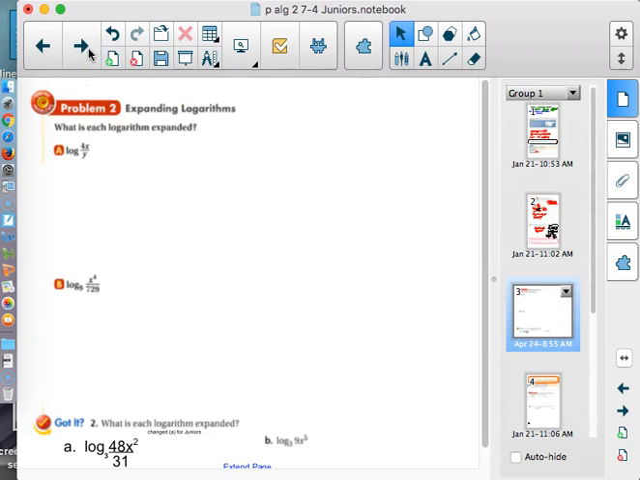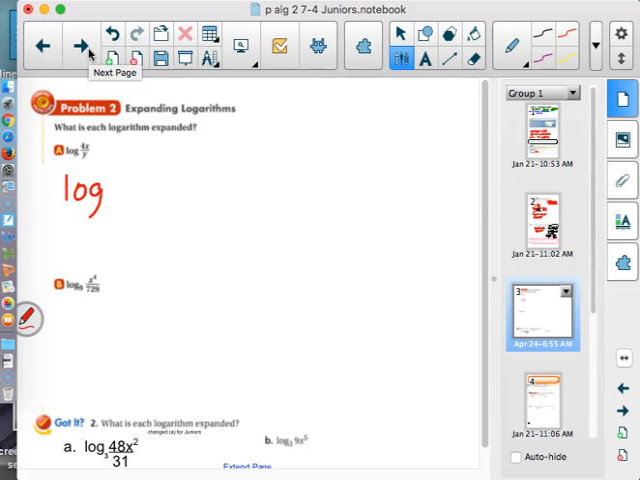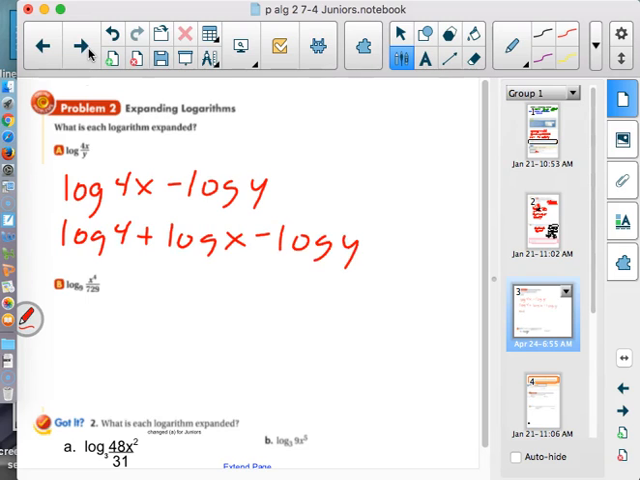So this one says, what is each logarithm expanded? What that means is I have to tear apart the 4, the x, and the y into other things. So let's see. First off, 4x over y, that's division. So division in logarithm language, what do we do? We subtract. So that'll be the logarithm of 4x minus the logarithm of y. And notice I had to put another log in there because now we're expanding this and we're making it bigger. Okay, now the 4 and the x aren't separated yet. That's multiplication. In logarithm language, we don't multiply. What do we do? We add. There it is. Logarithm of 4 plus logarithm of x minus logarithm of y.